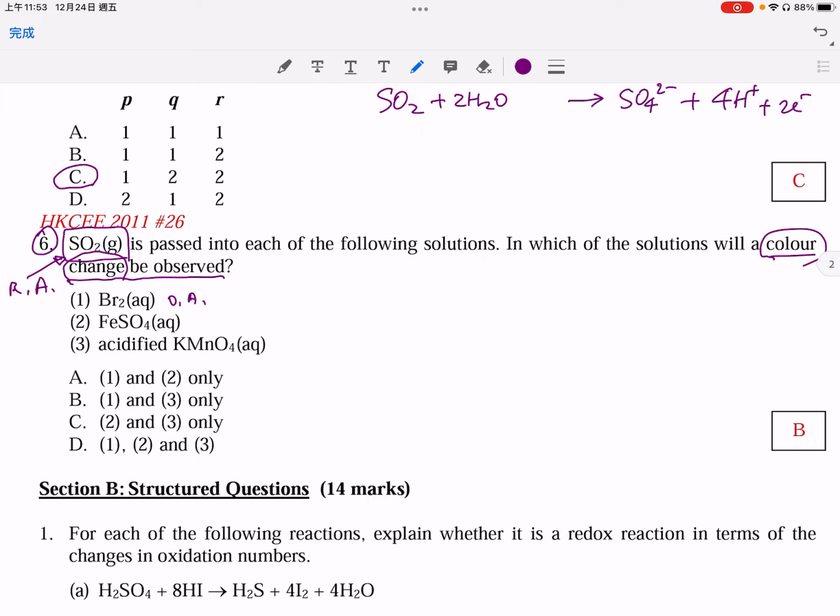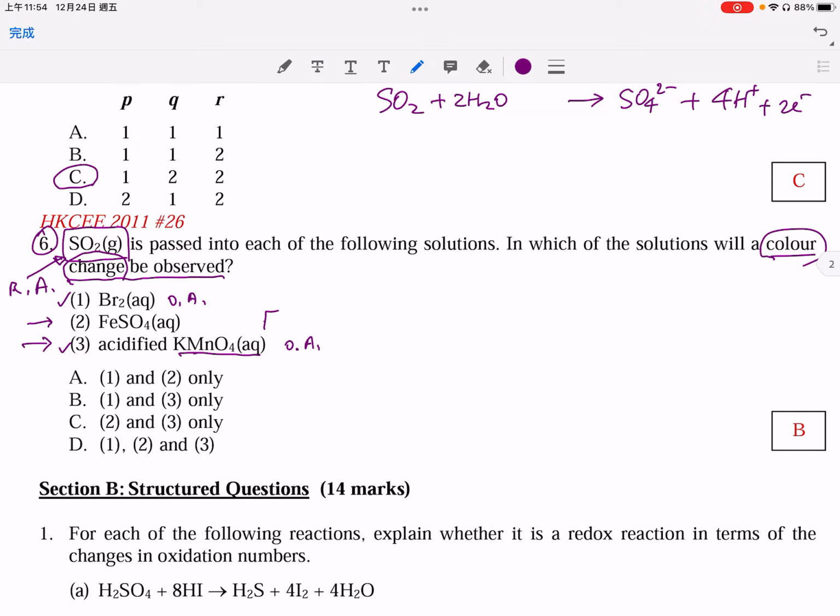Bromine will change from brown to colorless, therefore, it is correct. Let's take a look at option 3 first, okay? Similarly, acidified potassium permanganate is an oxidizing agent, so it will change from purple to colorless. Therefore, they will react and lead to a color change. How about option 2? This is a bit difficult.